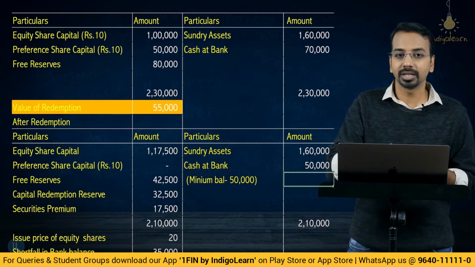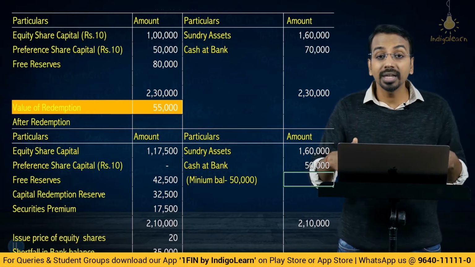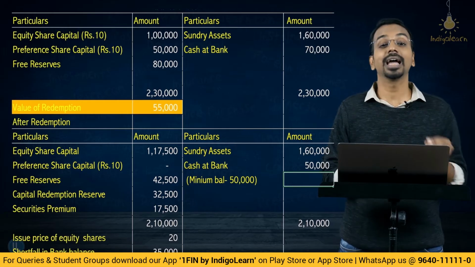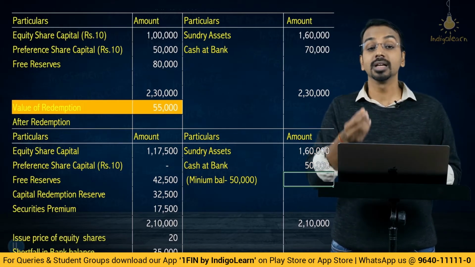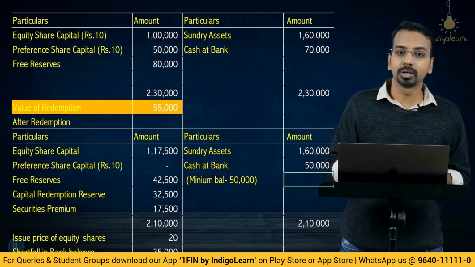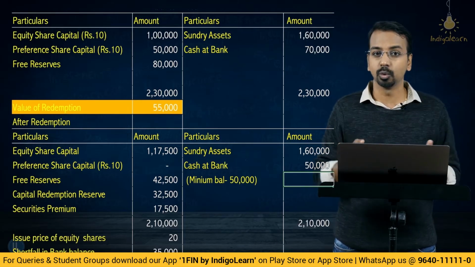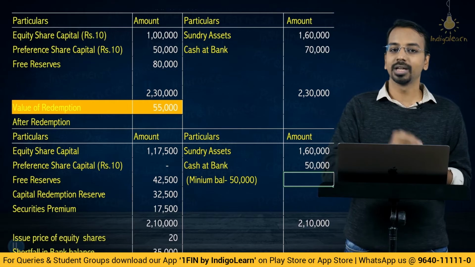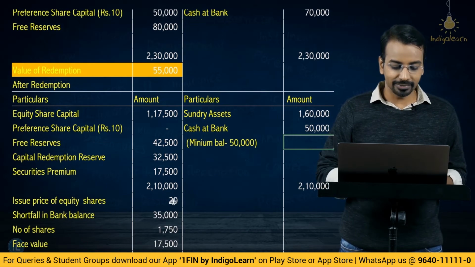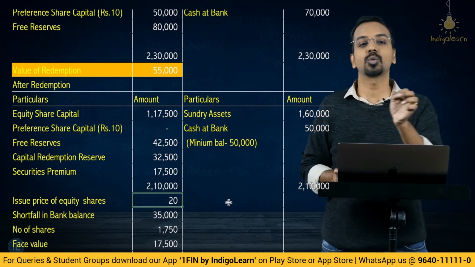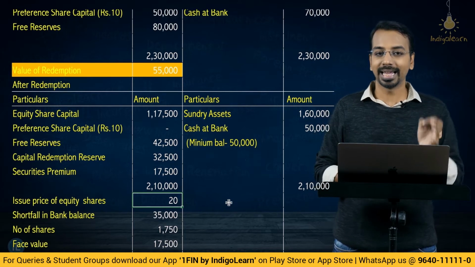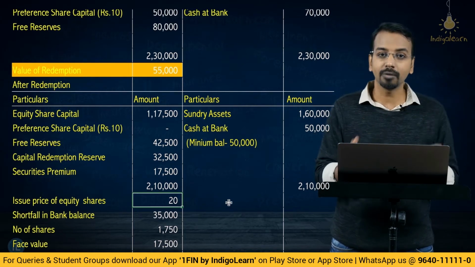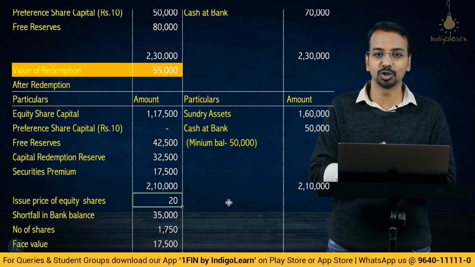Now here if you see, we were required to maintain a minimum bank balance, and hence we had to issue equity shares. And to compute how many equity shares will be issued, we have to consider the issue price, because you are bothered about the amount, not the face value. We are bothered about the amount that will come to my bank account. In this case, 20 per share will come to my bank account, and hence I will consider 20 per share to compute the number of equity shares to be issued.